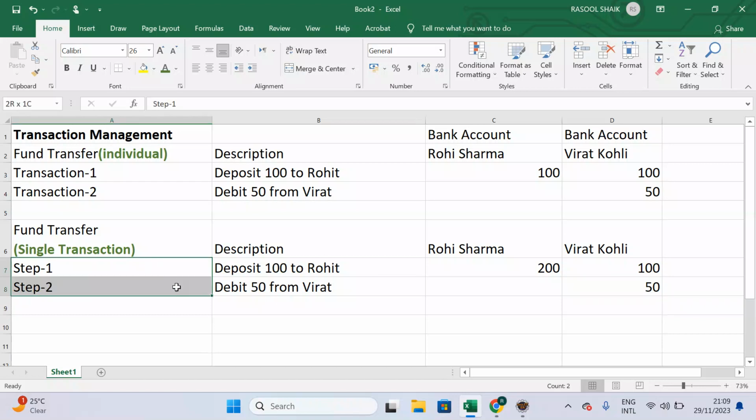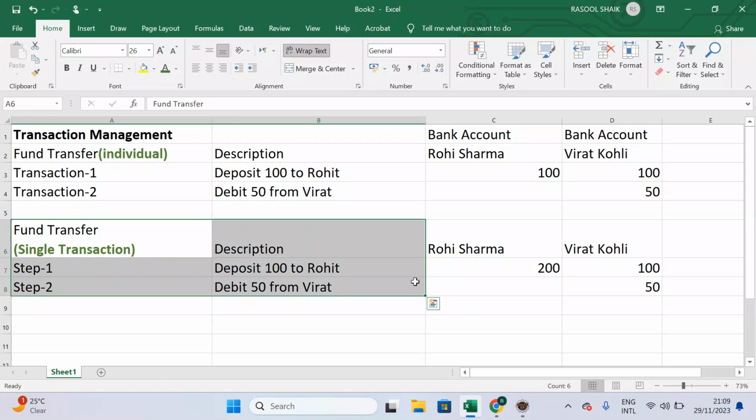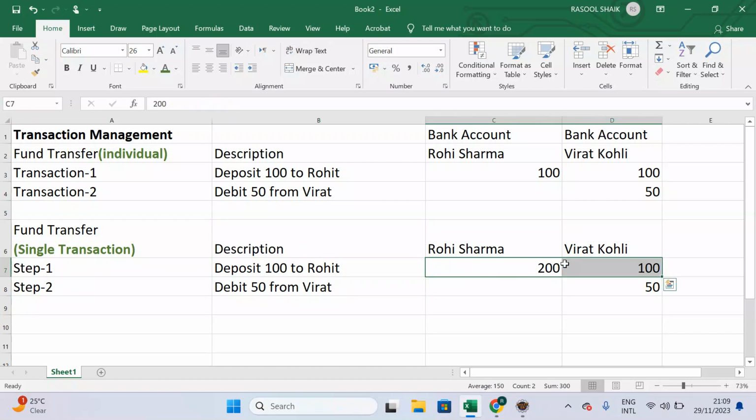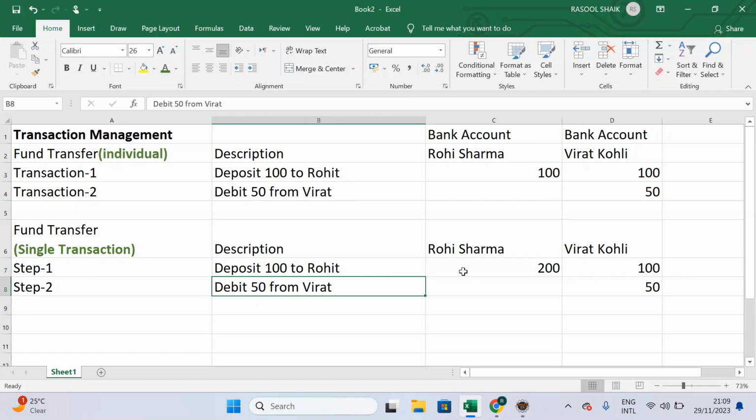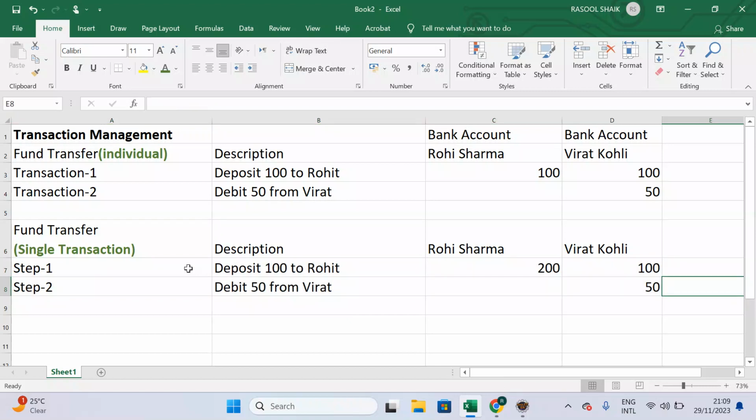So both steps are database operations together in one single transaction. If 100 rupees are credited to Rohit Sharma's account and 50 rupees are debited from Virat Kohli's account, let's assume both are successful. Then Rohit Sharma will be happy and Virat Kohli will be happy. As part of the single transaction, both steps are successful.